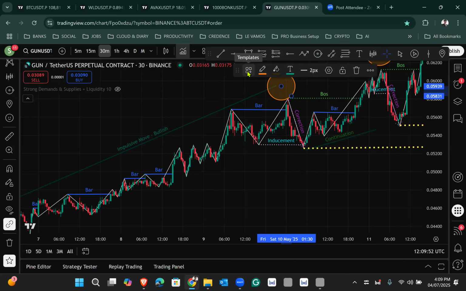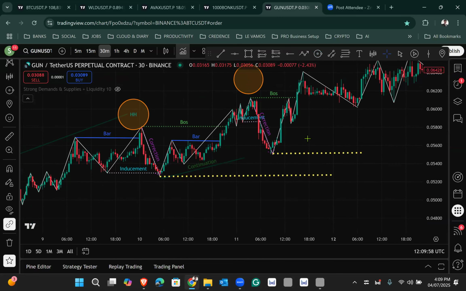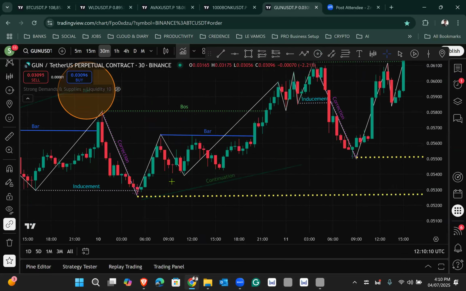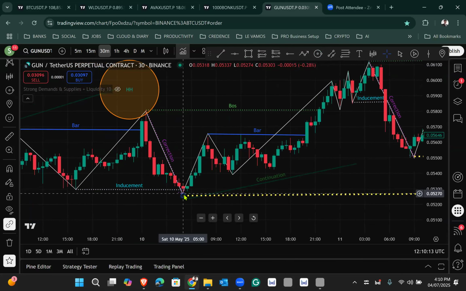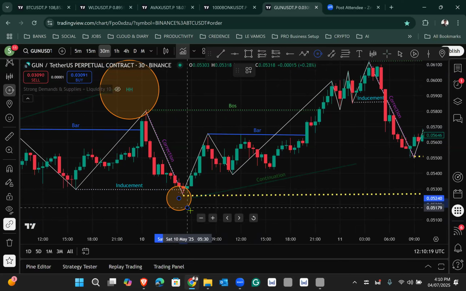Great. So that is your higher high. So where's the end of the correction? Then the correction is coming. This is the correction end. That is your higher low. This is the higher low. This is the correction end. So you can write higher low there.